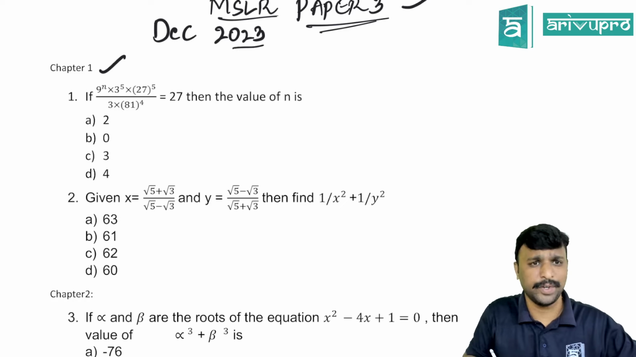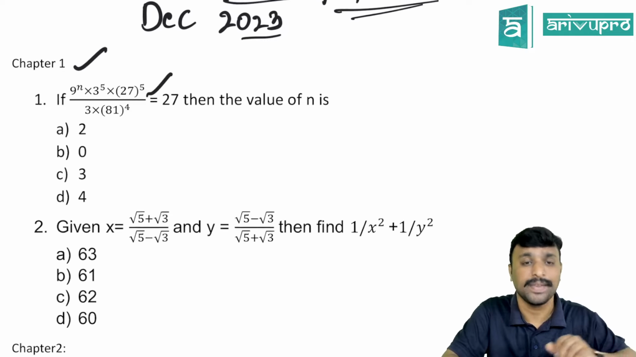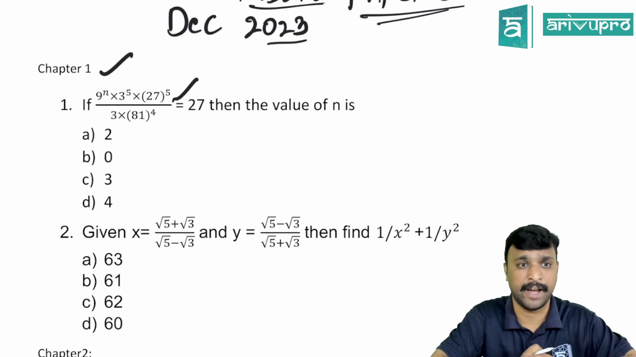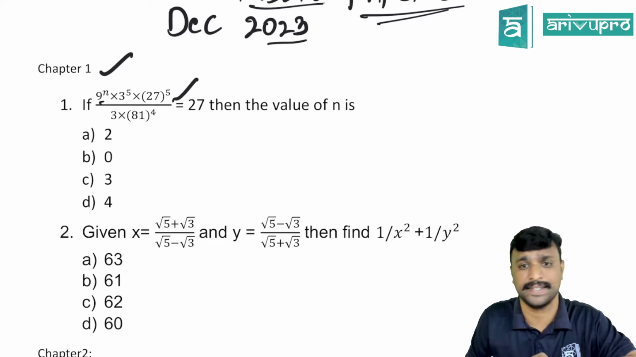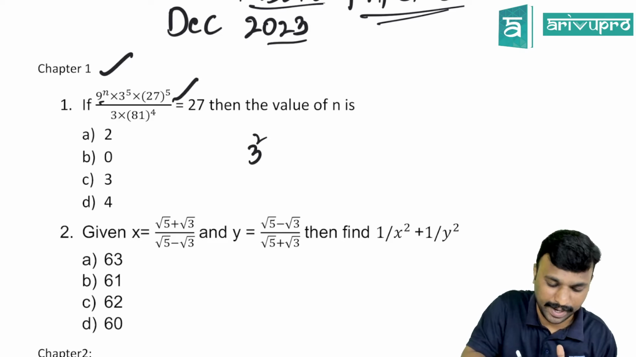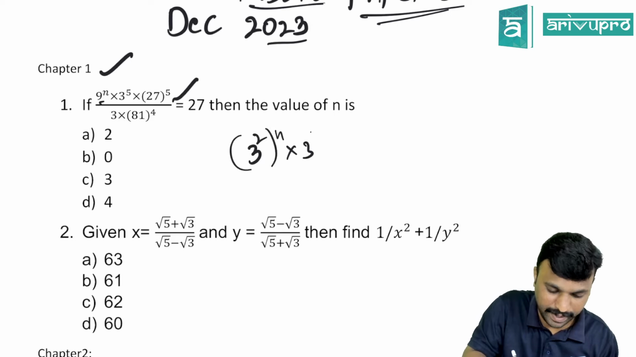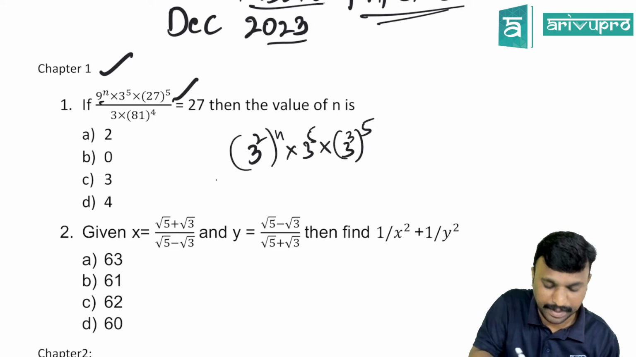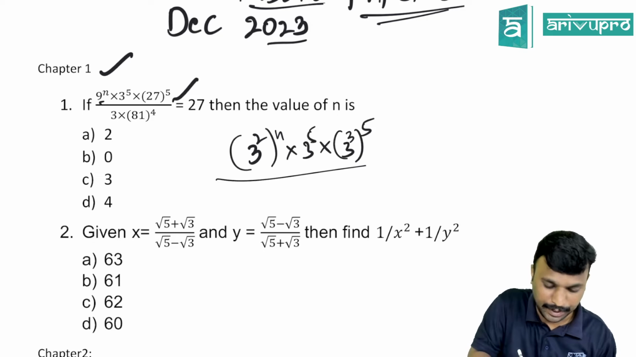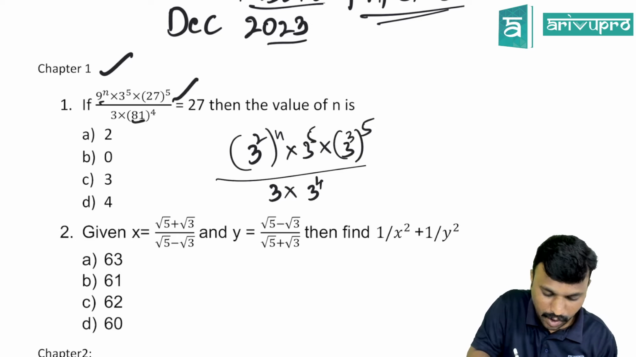See guys, whenever you get a question like this, the first thing that you have to do is express everything in terms of a prime factor. If you see 9 power n, 9 is not a prime number, so you write 9 as 3 square. So 3 power 2, the whole power n, into 3 power 5. 27 can be written as 3 power 3, whole power 5, because 27 power 5 is there, divided by 3. 81 can be written as 3 power 4, whole power 4.